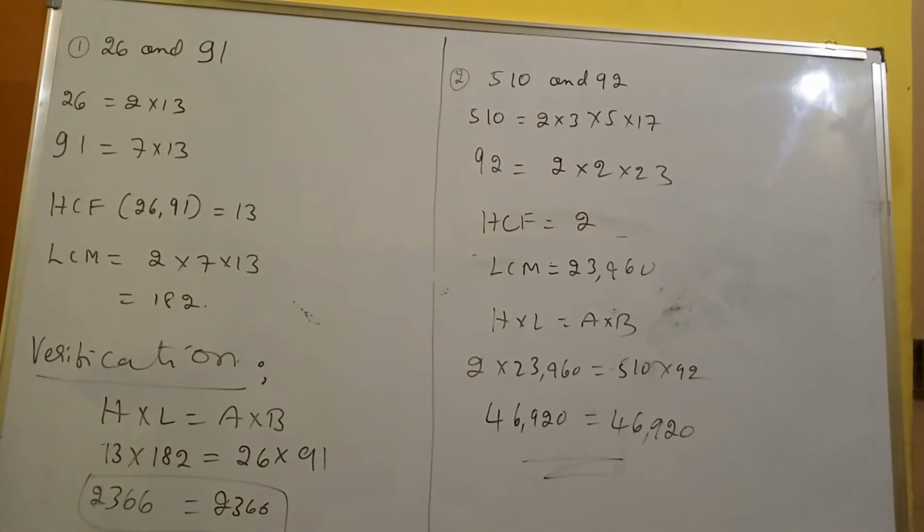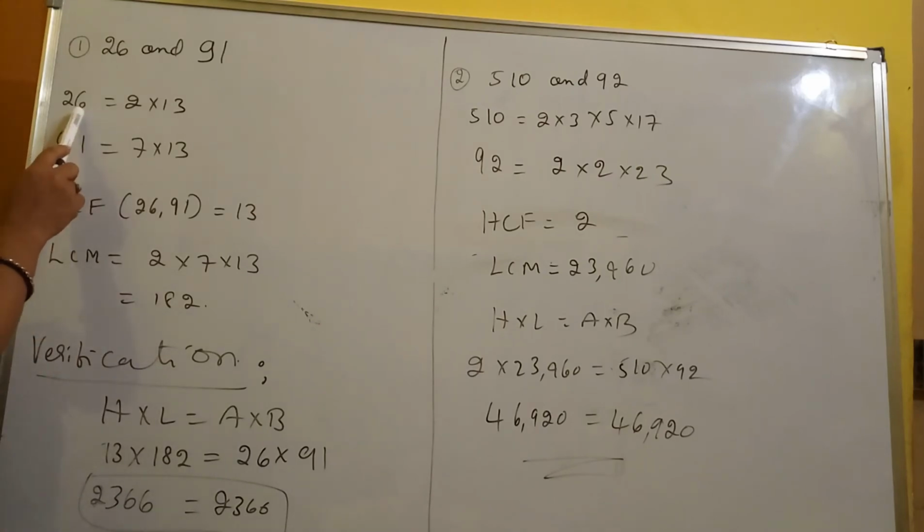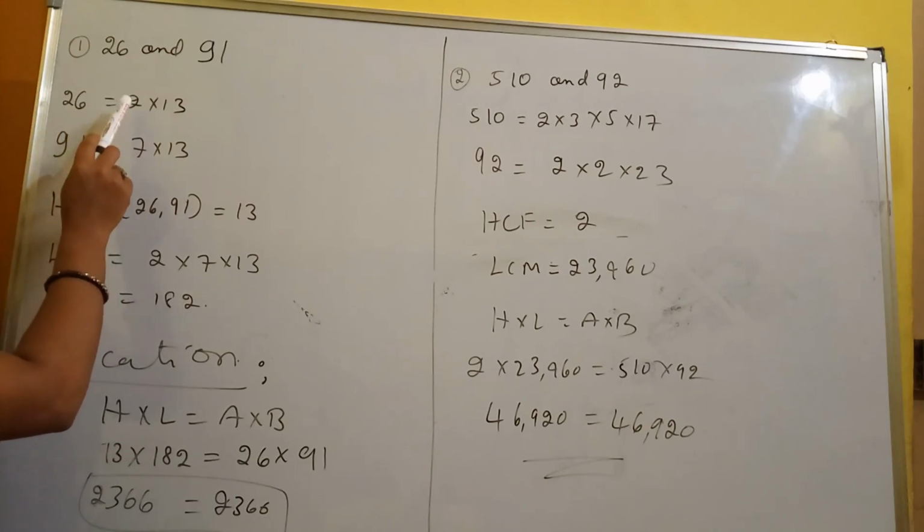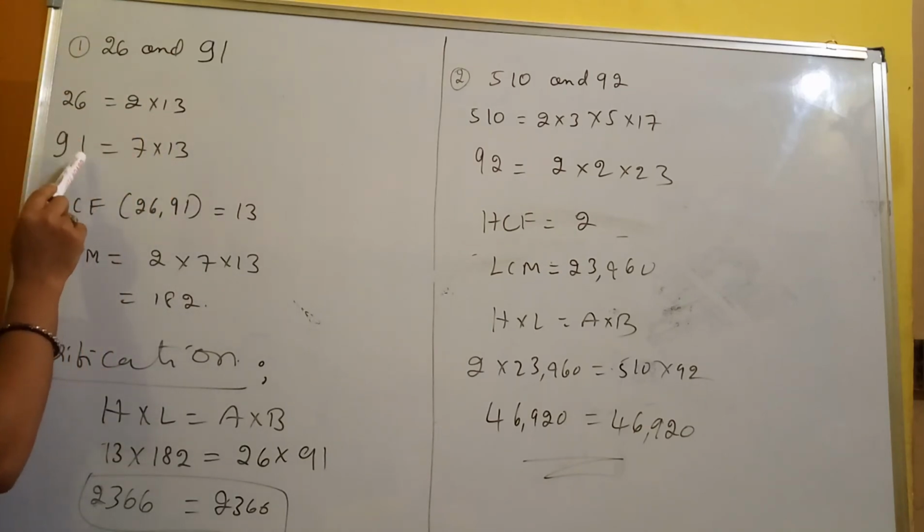Okay student, next we can understand the concept to find the HCF of two given numbers. The first number is 26, the second number is 91. We have to find their HCF and LCM. What are the factors of 26? We know the prime factorization method. From that method, the factors of 26 are 2 into 13. What are the factors of 91? If you write the factors of 91, you'll get 7 into 13.